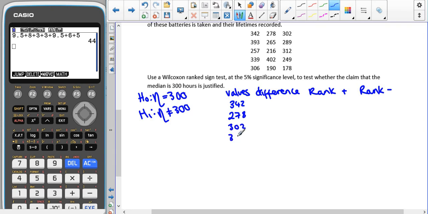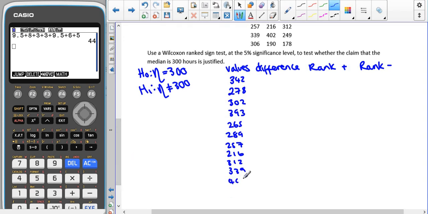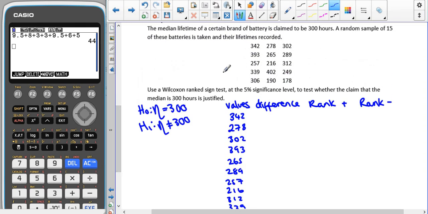302, 393, 265, 289, 257, 216, 312, 339, 402, 249, 306, 190 and 178. So this is quite a lot of numbers this time, and we're still having to find the difference.